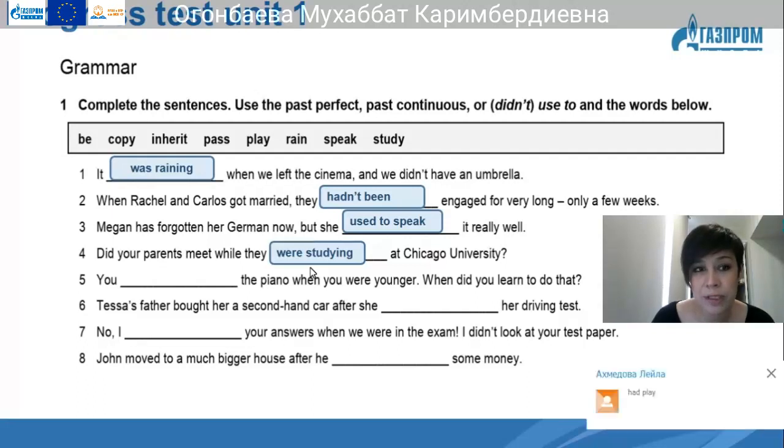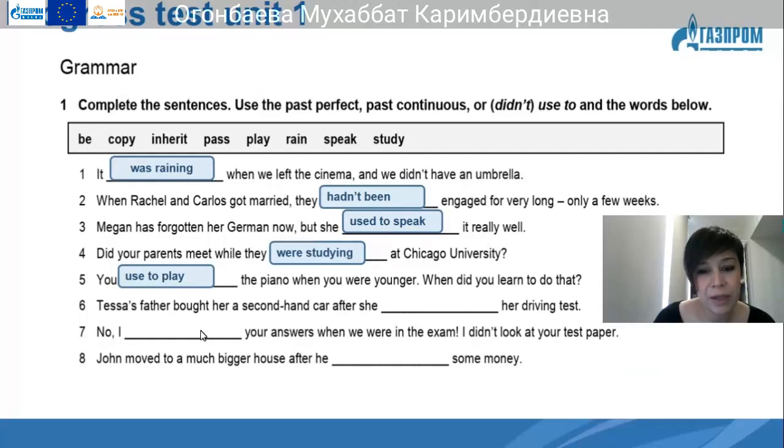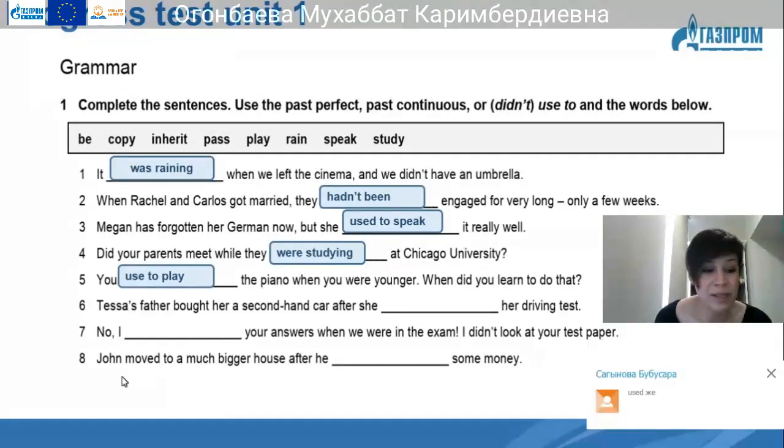You, the piano, when you were young, when did you learn to do that? Vladimir Kartashov, Mr. Shin, used to play. Had played. Okay, we can say didn't used to play. Yes, yes. Or we can say negative form too, but it has common sense as well.